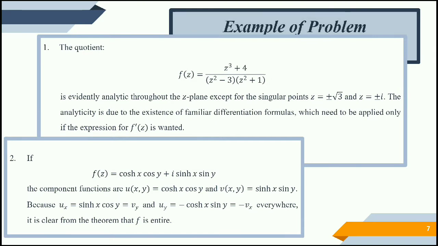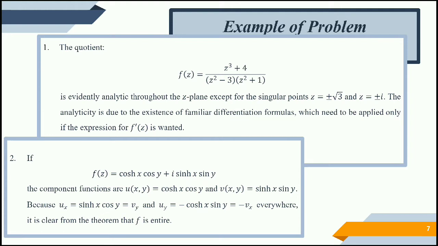Now we have an example problem. Let's pay attention to the questions. f(z) equal to (z^3 + 4) over (z^2 - 3)(z^2 + 1). Then f(z) is evidently analytic throughout the z-plane except for the singular points z equal to square root of 3, minus square root of 3, i and minus i. The analyticity is due to the existence of familiar differentiation formulas, which need to be applied only if the expression for f'(z) is wanted.